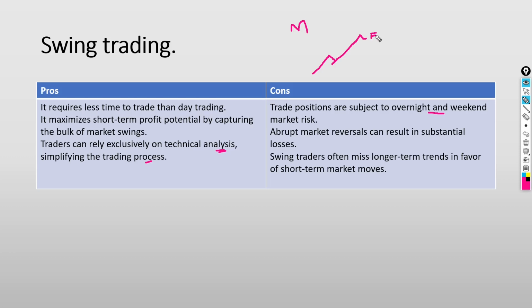So by the time the market reopens after the weekend, you might find that the market sentiment has changed, and then on Monday the market opens, and the following week is a bear market, yet you expected a bull market. So that is why you are subjected to overnight and weekend market risks, simply because you hold trades overnight and then during the weekend. So abrupt market reversals can result in substantial losses.